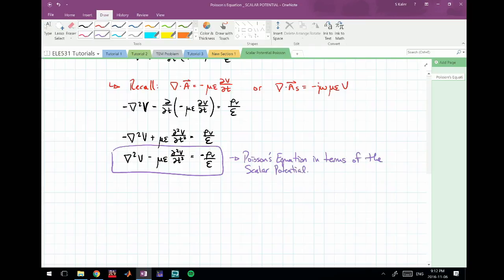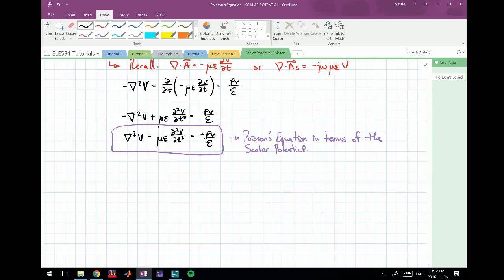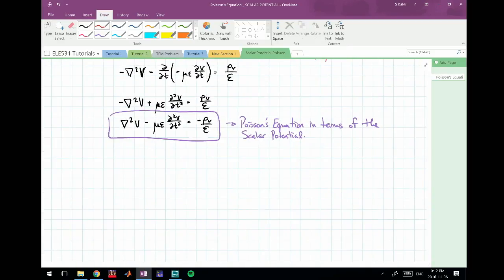Now, if you recall, the one we derived, well, this one's going to be in the time domain, but if you look at the equation for the vector potential, it's almost identical. And this is the vector potential, I'll call it PE, but PE is just abbreviating Poisson's equation.